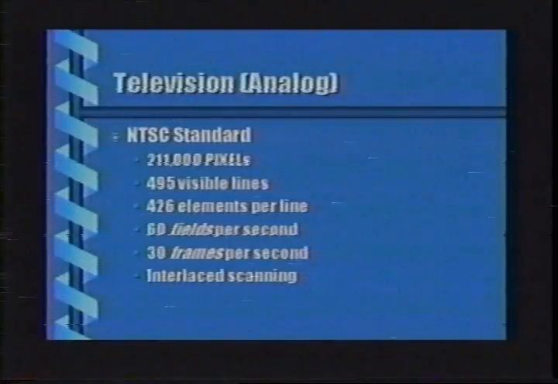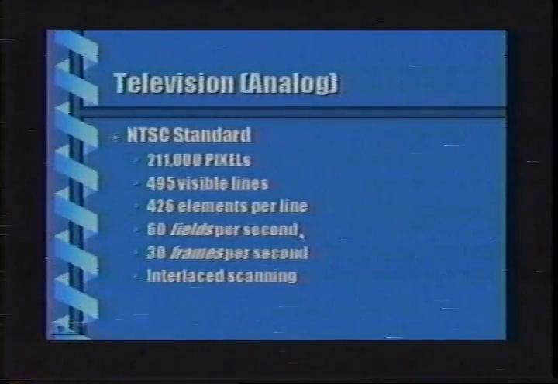Traditional television, analog. Well, the NTSC standard is 211,000 picture elements divided into 495 visible lines, 426 elements per line. So if you take the product of these two, you should come up with 211,000. There are 60 fields per second.